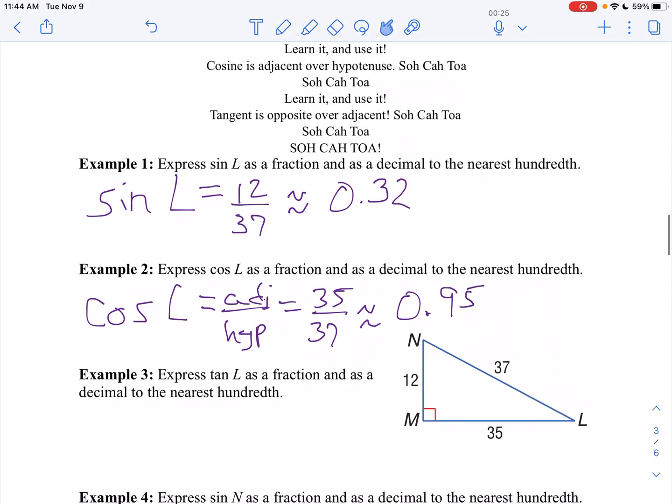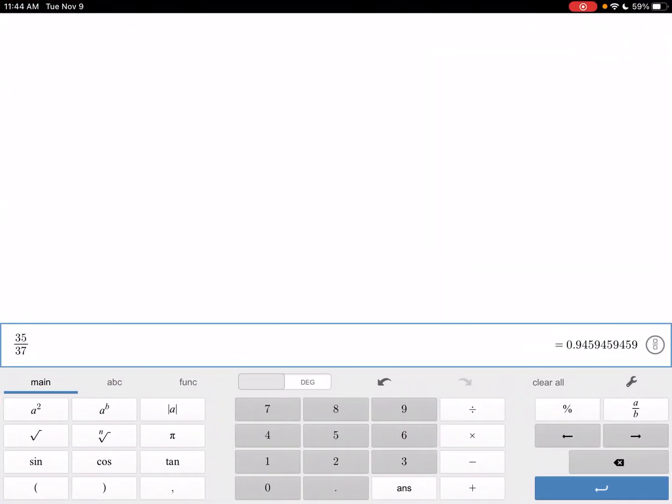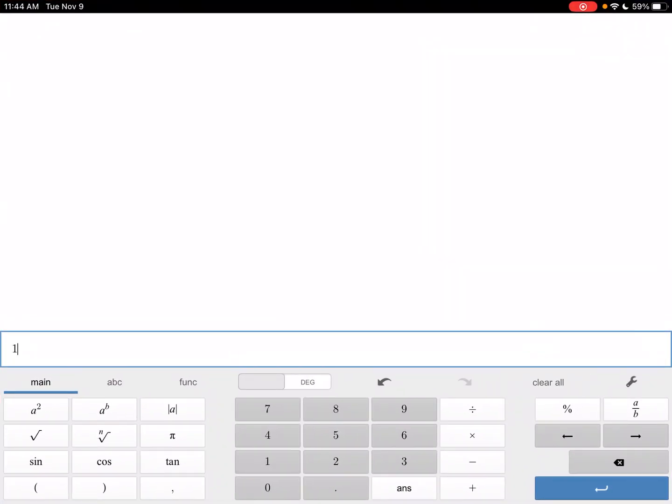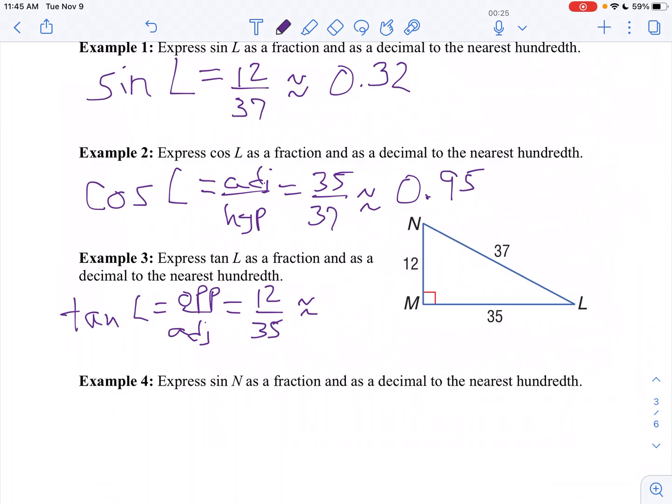If we take a look at example 3, I want to express the tangent of angle L as a fraction. So the tangent of L is TOA, so it's opposite over adjacent. In this case, it's 12 over 35. Then as a decimal, I'm going to take 12 divided by 35, and you get 0.34.